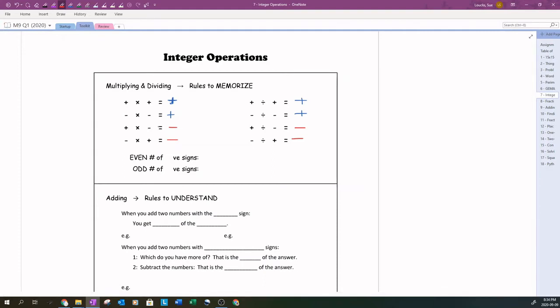Okay, another important thing is if there is an even number of negative signs, so that little symbol there where I go the negative sign and then VE, that means negative, okay? So if there's an even number of negative signs, your answer is positive.